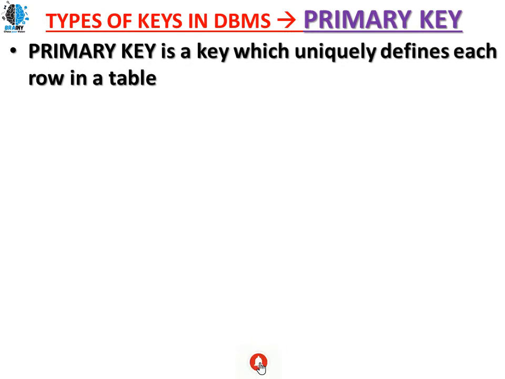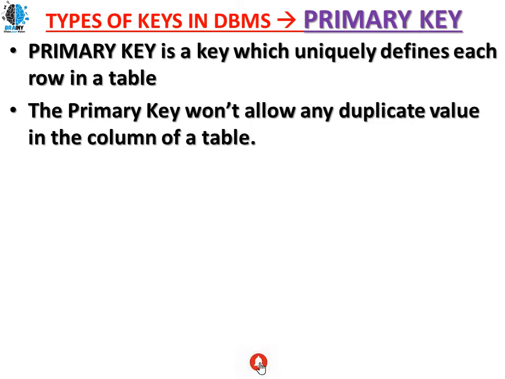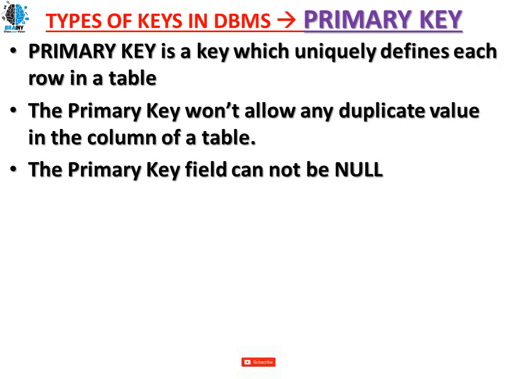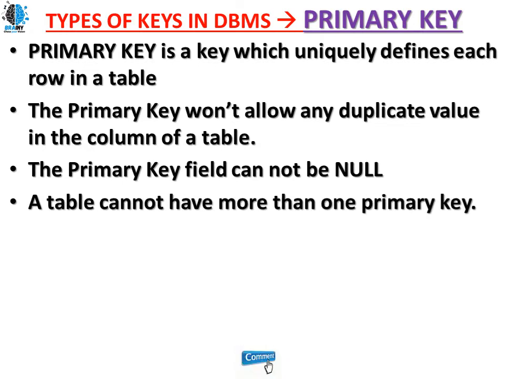So what is a primary key? Primary key is a key which uniquely defines each row in a table. If you have a primary key column, then it is going to uniquely define each row in a table, as well as it won't allow you any duplicate value in the column of a table. And primary key field cannot be null. As well as, you cannot have more than one primary key in a table.